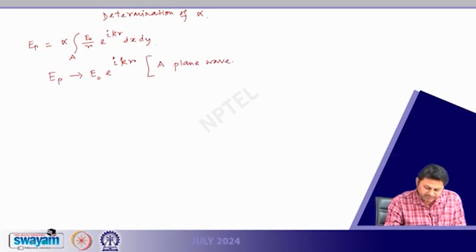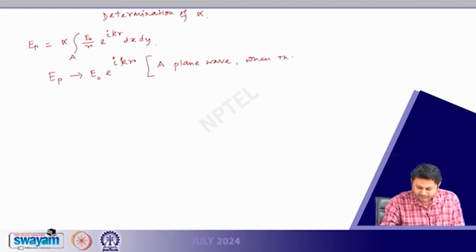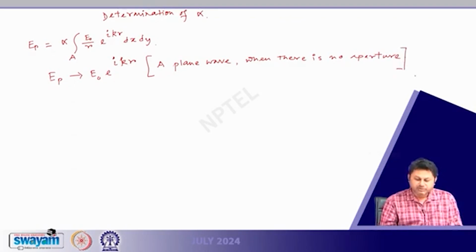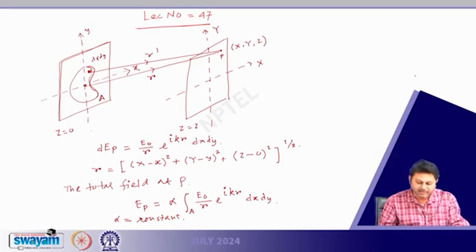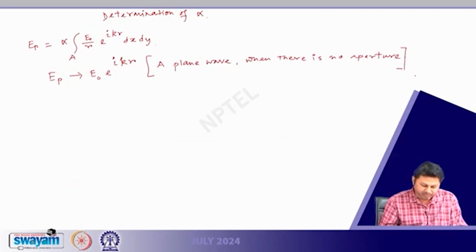We can have this case when there is no aperture. That is, I just simply remove this aperture that is placed in the z equal to 0 plane. It is removed. That means I gradually increase the area of this aperture. This area tends to infinity. That is the condition I put here.